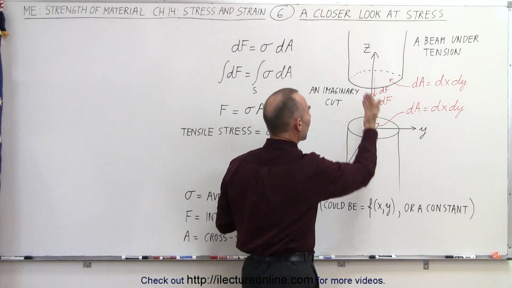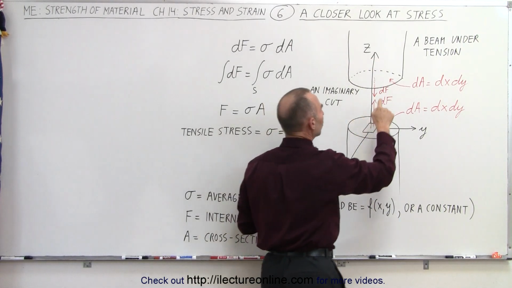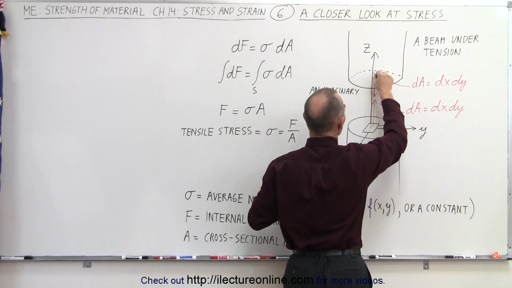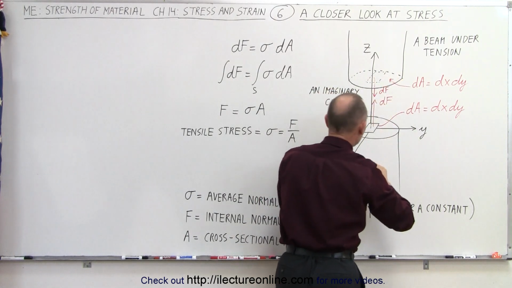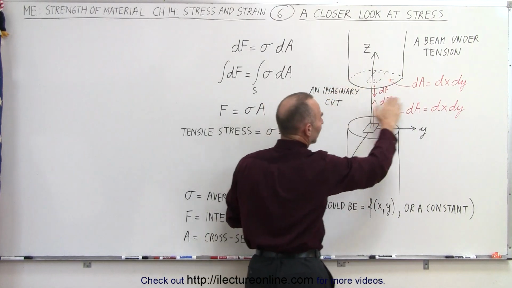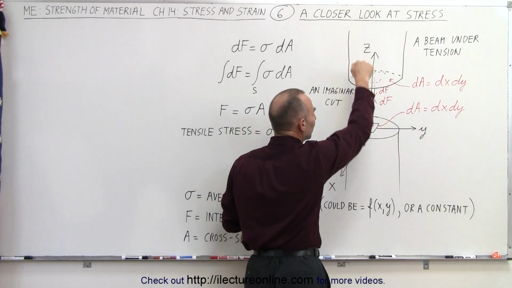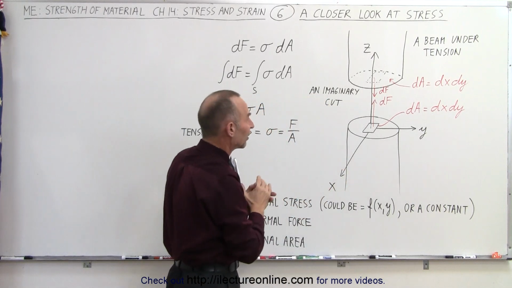But then if we look at the bottom side of the top cut of that material, then notice again there will be a small little area element on the surface of that cut, and it'll have an area of dA, which is dx times dy, and there'll be a force pulling down on it.